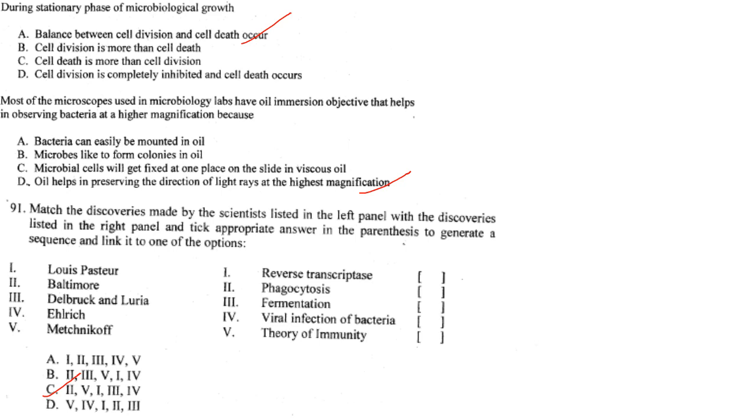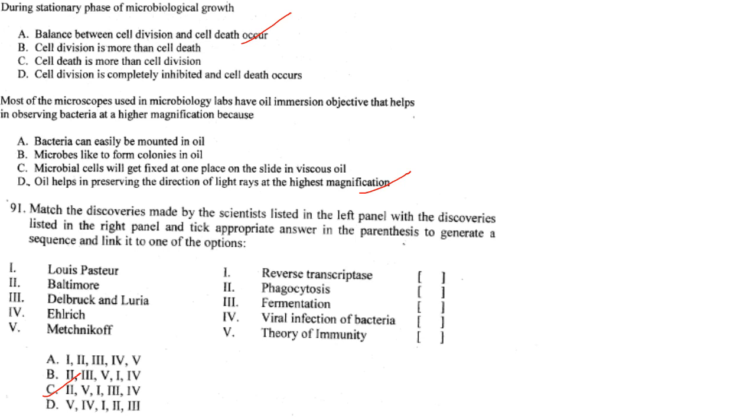Then, most of the microscopes used in microbiology labs have oil immersion objectives that help in observing bacteria at a higher magnification, because oil helps in preserving the direction of light rays at the highest magnification. So the answer is option D.